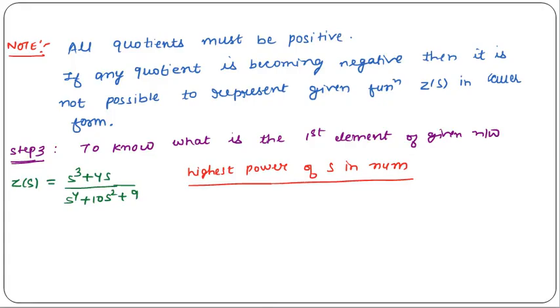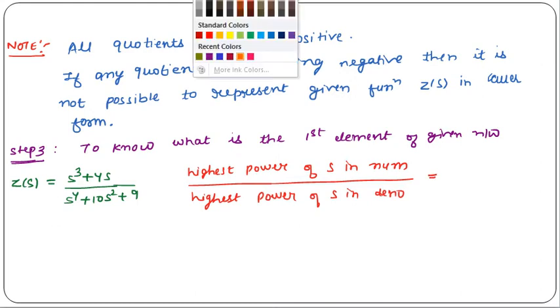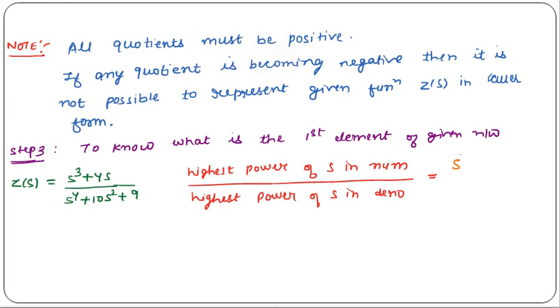So the highest power of s in the numerator polynomial divided by the highest power of s in the denominator. Which is the highest power of s? That is s cube. So the highest power in the numerator is s cube, and in the denominator the highest power is s to the power 4. If we divide, we get 1 by s. So what does 1 by s mean? This 1 by s indicates that the first element of the given network is a capacitor.